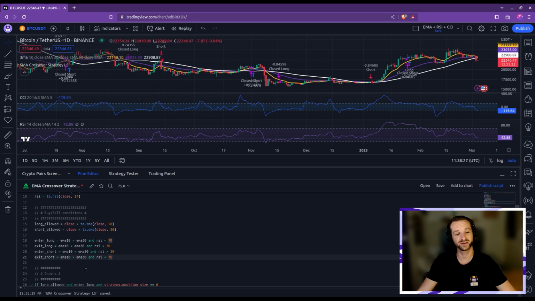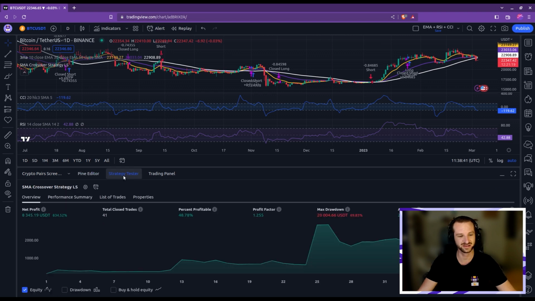I've now amended the code to consider the RSI conditions. So this time, only do the buys when the RSI is below 70 and only do the sells when the RSI is above 30. So let me save and we can see the new results.